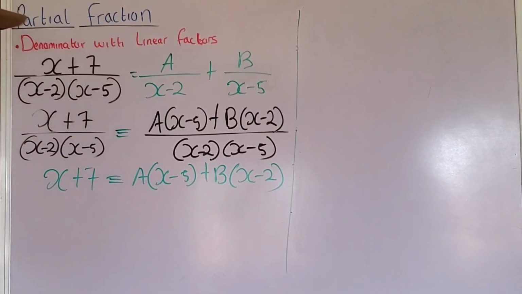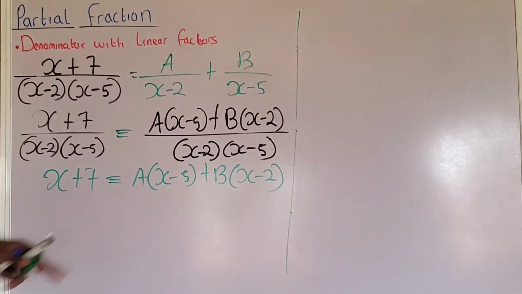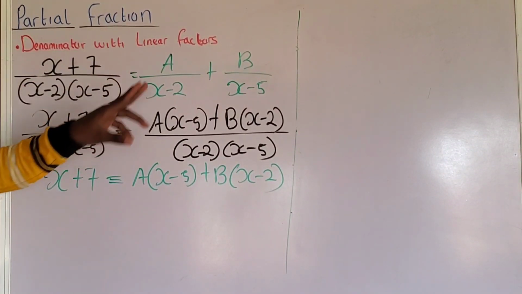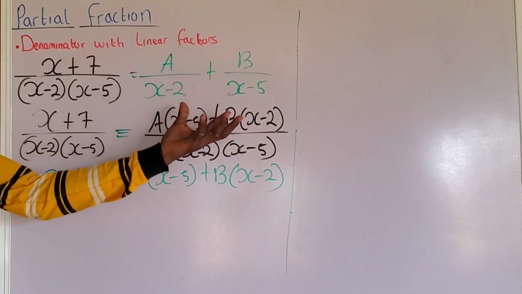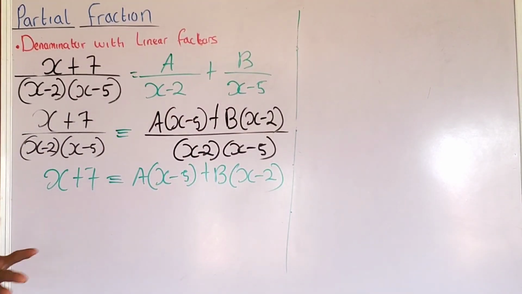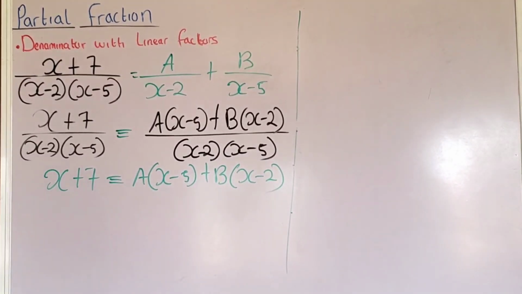Now, having gotten to this point, the goal here is to find the values of A and B, because if I know the values of A and B, I can substitute their respective values into this fraction. You understand? Then I'm done with the solution. So let us get the values of A and B. We're going to get the values of A and B one by one. Let us first get the value of A.